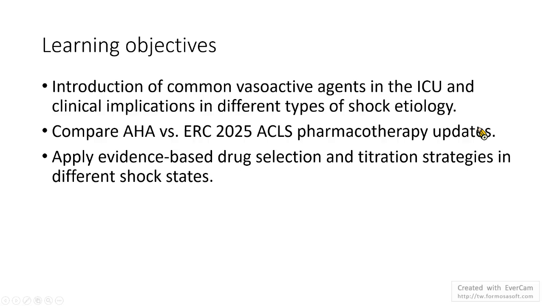Firstly, focusing on different types of shock etiology, and then we're going to jump to the ALS sections with a focus around the 2025 updates from the AHA and also the ERC, the European Resuscitation Council, on the latest pharmacotherapy updates with these vasoactive agents. And then I'm seeking evidence-based drug selections and also some titration tips for different shock statuses, and especially for Vasopressin use.